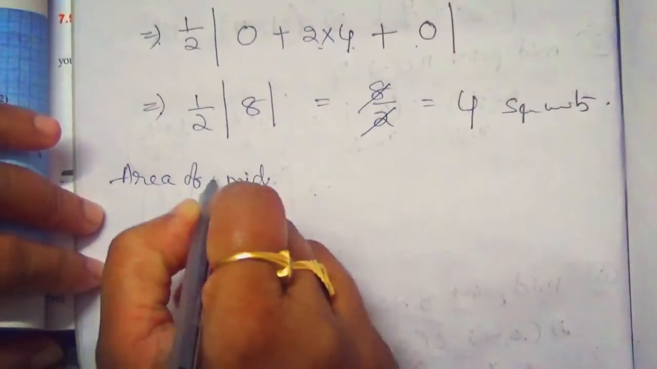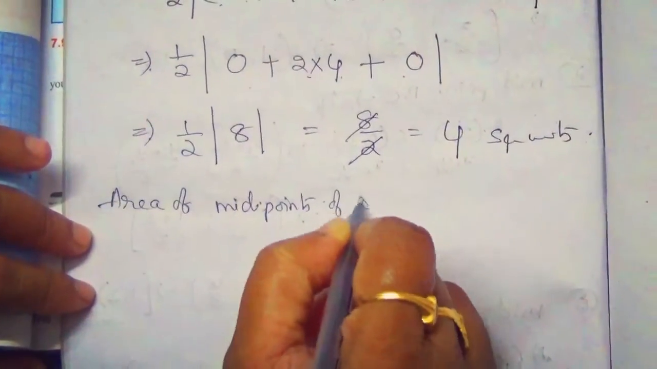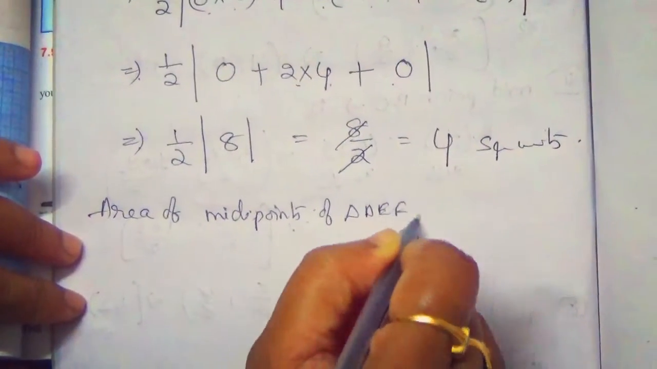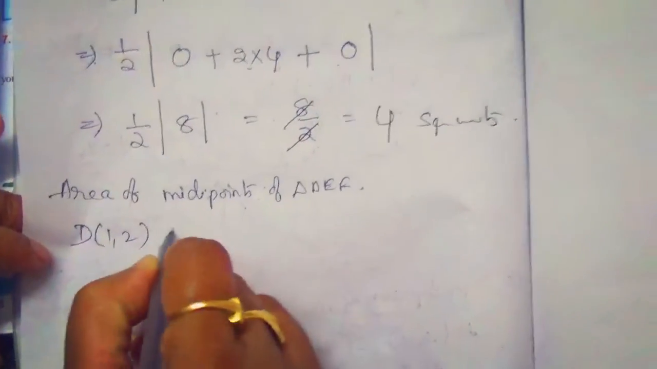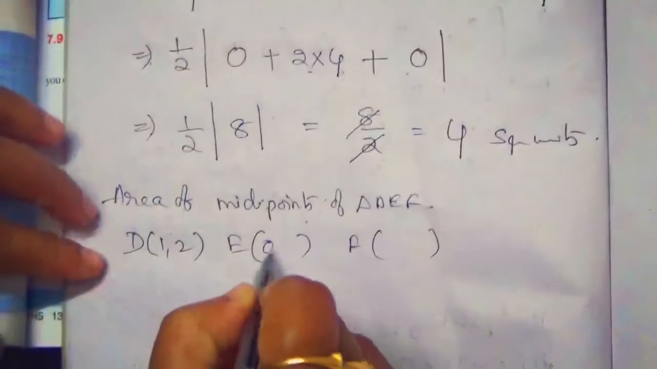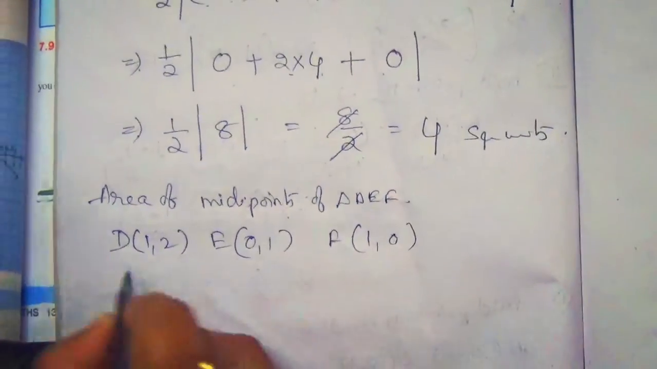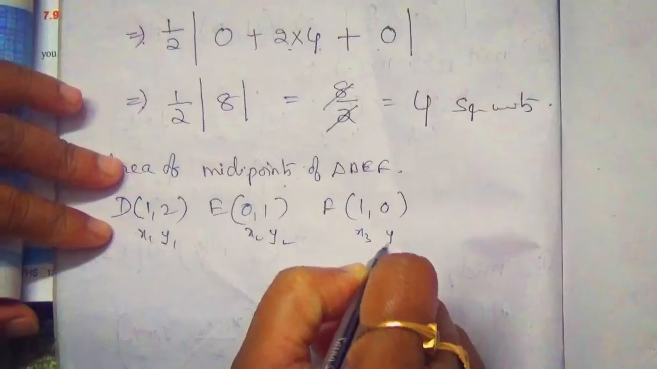Now the area of the midpoints triangle DEF. What is D? Look here, D is (1, 2). What is E? (0, 1). What is F? (1, 0). So D (1, 2), E (0, 1), F (1, 0), taken as x1, y1, x2, y2, x3, y3.